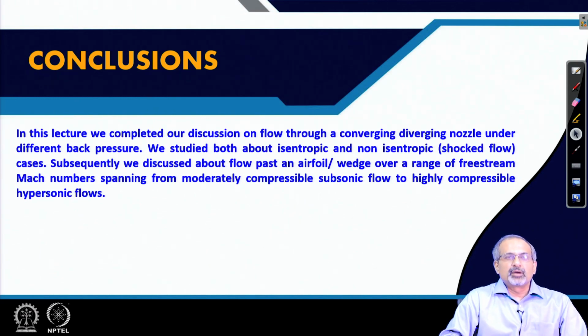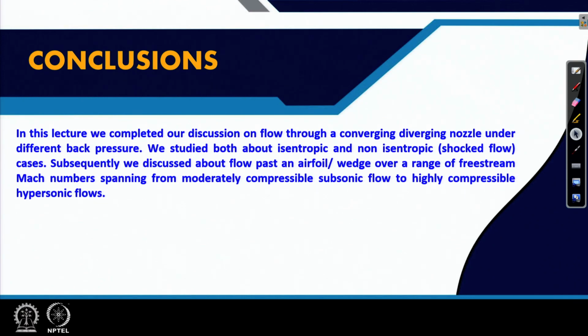So, let us try to sum up. In this lecture, we completed our discussion on flow through a converging diverging nozzle under different back pressures, and we discussed isentropic as well as non-isentropic cases. We studied both shocked flows and isentropic flows. Subsequently, we discussed flow past an airfoil as well as a wedge over a range of freestream Mach numbers, spanning from moderately compressible subsonic flow to highly compressible hypersonic flows.